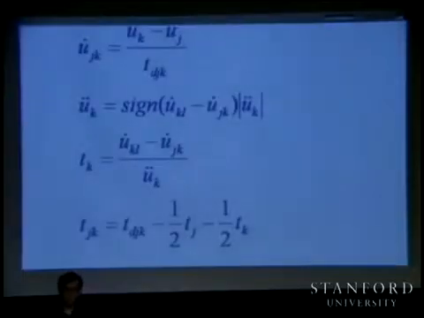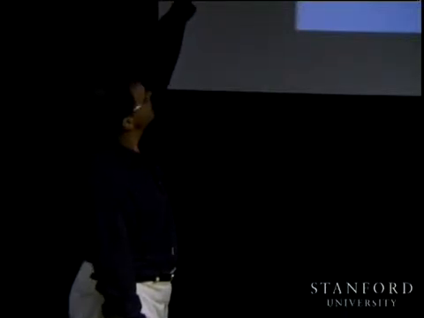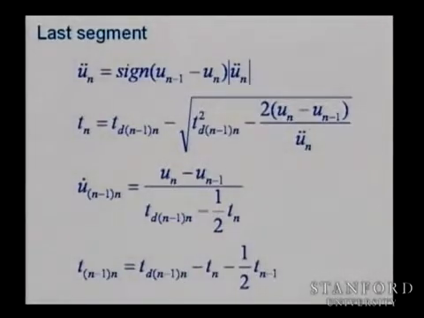And as you see here, the blends are half-half on each side. Then when we get to the end, similarly to the first one, we find the actual acceleration, the signed acceleration. We find the time for the last blend. We find the velocity. And finally, we find the time for the last straight line segment.